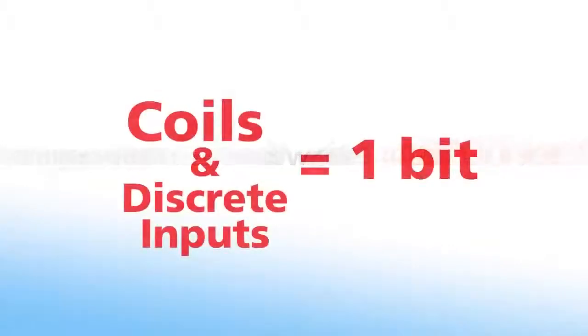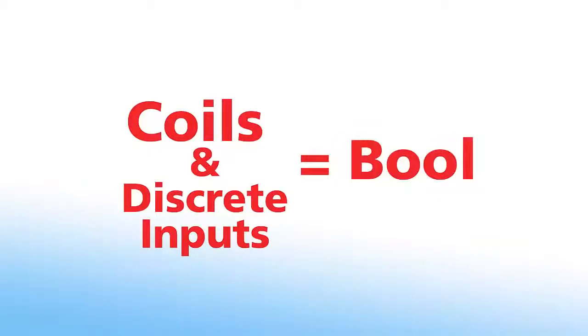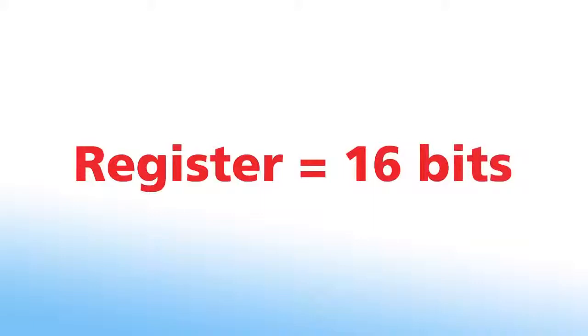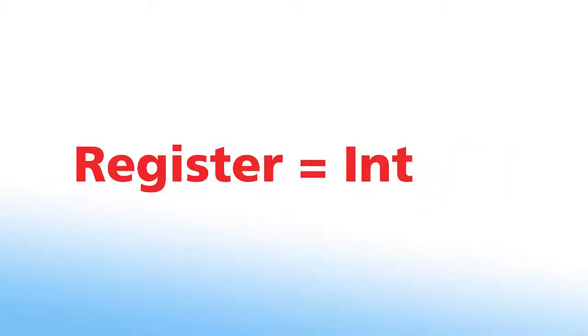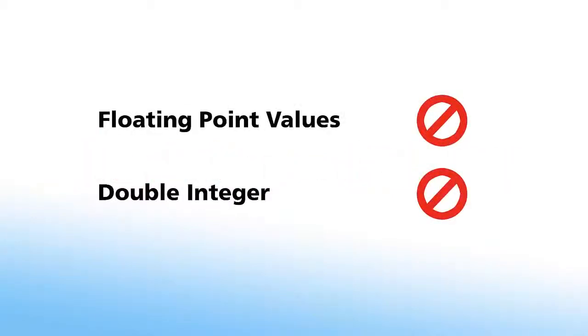At this point, it might be helpful to explain the terms used for data types in Modbus. Coils and discrete inputs are the Modbus vernacular for 1 bit of data, or, in Rockwell terms, a bool, basically on or off. A register is the term for 1 word, or 16 bits, or 2 bytes, of data, or in Rockwell terms, an int. There are no registers for floats or double integers, although they can be sent by dividing them into 2 registers.